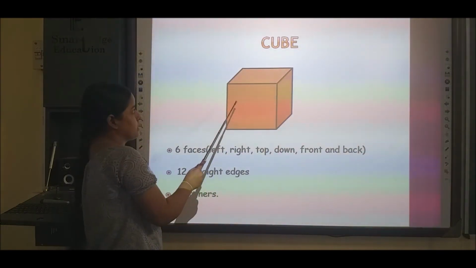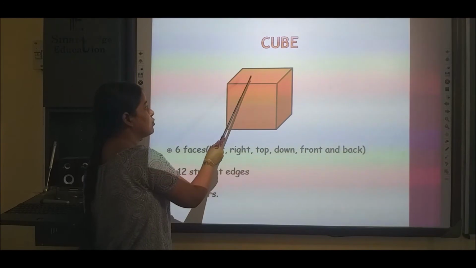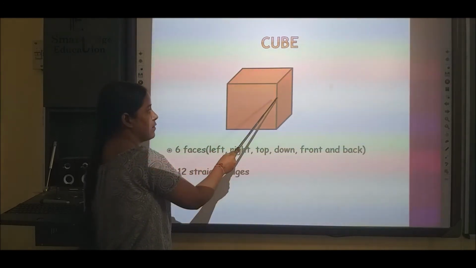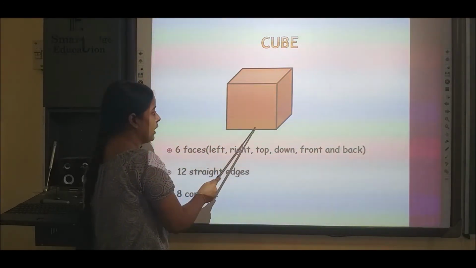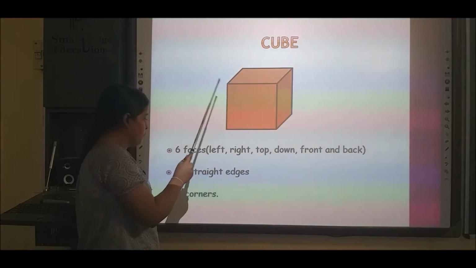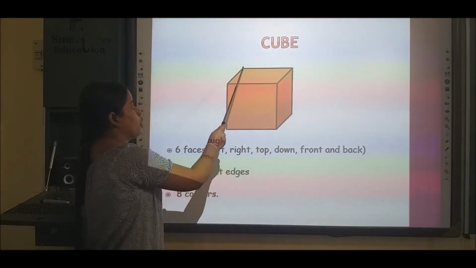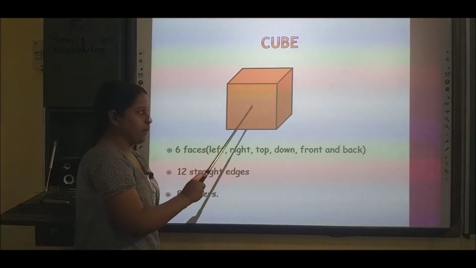There are 12 edges. 12 edges means 12 lines. 1, 2, 3, 4, 5, 6, 7, 8, 9, and the others are at the back side. So there are a total of 12 sides and there are 8 corners where 2 lines meet.